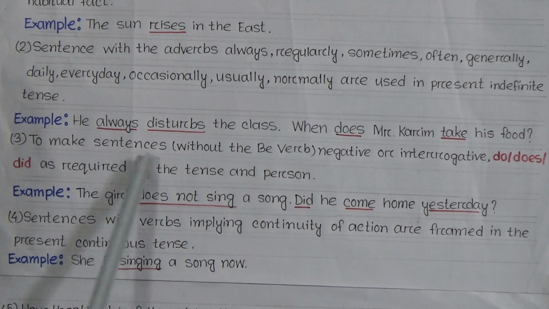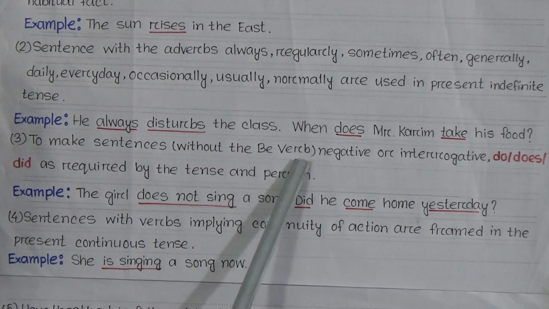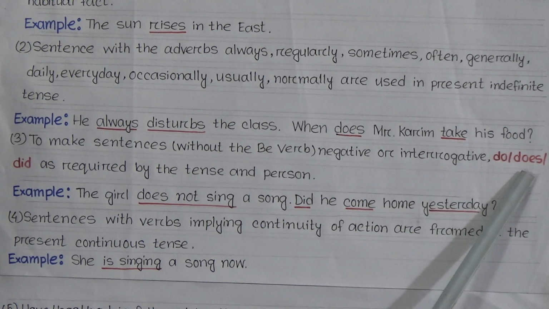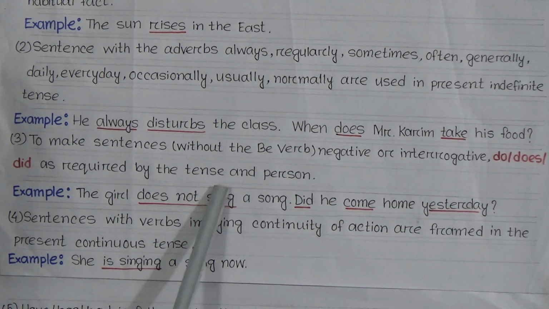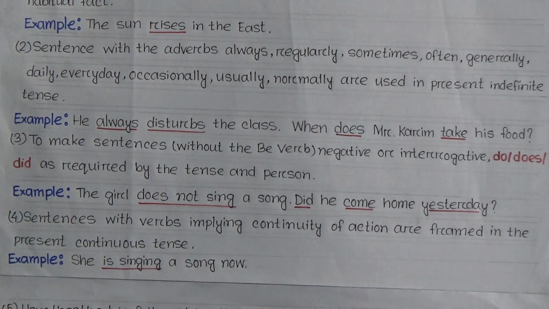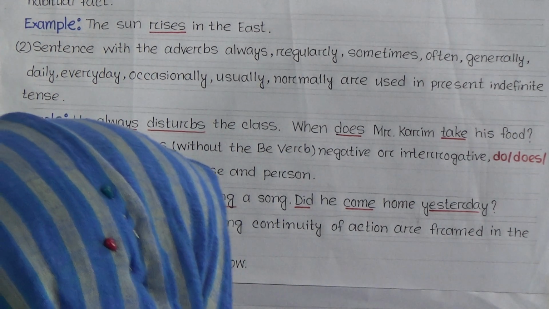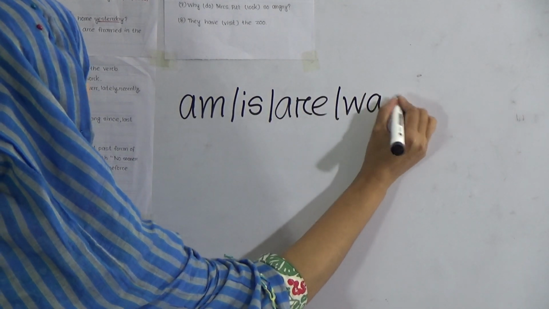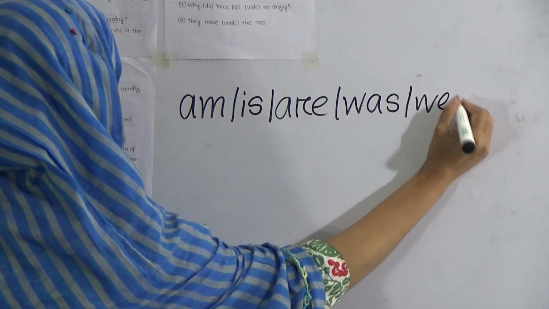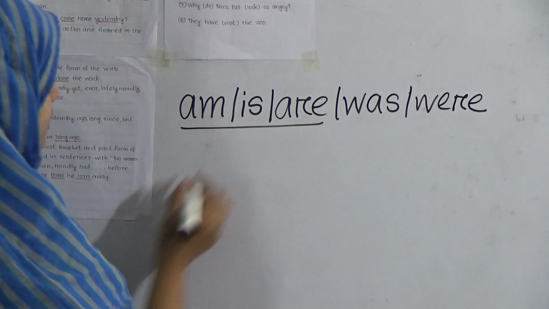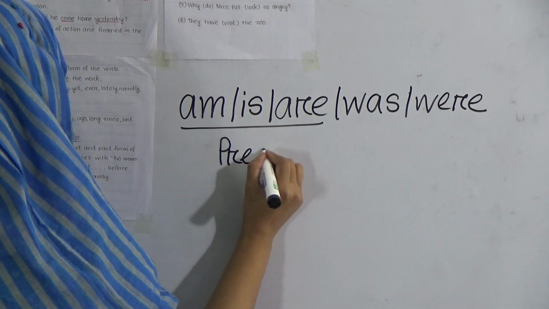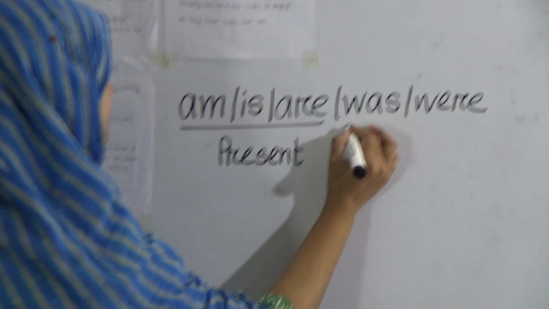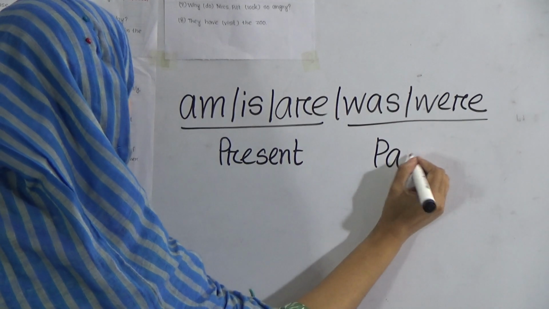Rule number 3: to make sentences without the be verb negative or interrogative, do, does, did are used as required by the tense and person. Students, do you know what are be verbs? Be verbs are am, is, are, was, were. So am, is, are, these are for present tense. And was, were for past tense.